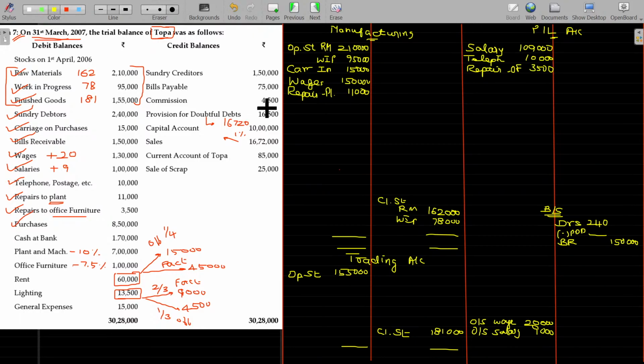Purchases, usually we'll debit that in the trading account. When we prepare the manufacturing account, all the usual debit items in the trading will appear in the manufacturing account. Here also the purchase is going to be posted in the manufacturing account. The value being 8 lakhs 50,000. Cash at bank, an asset. So bank, the value being 1 lakh 70,000.